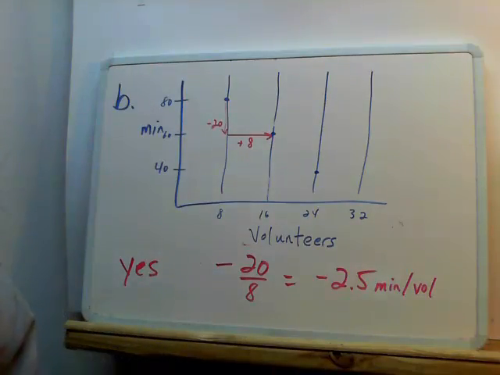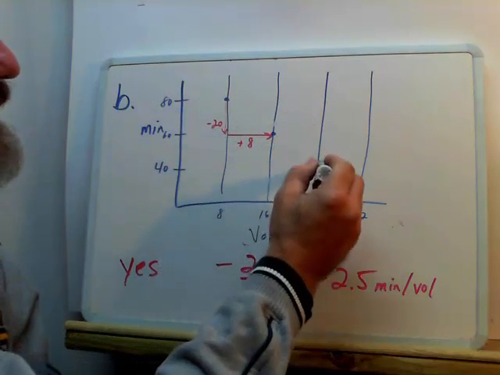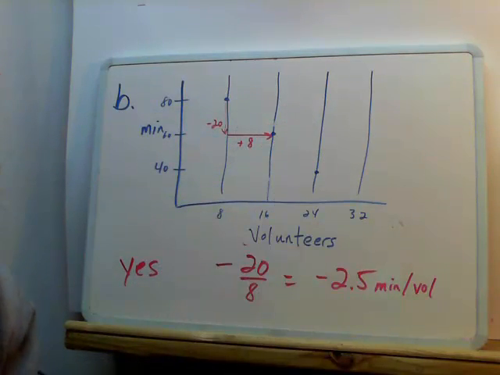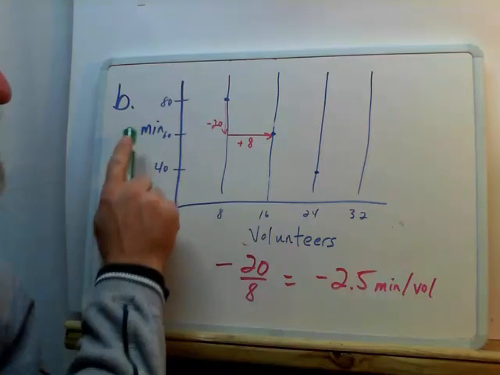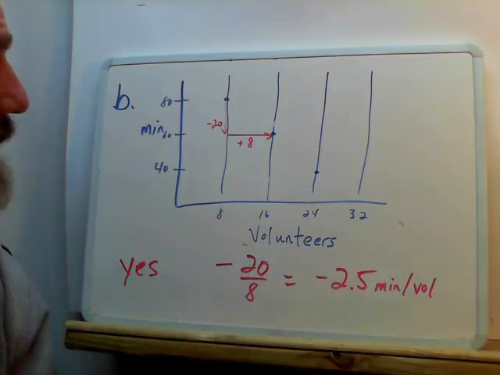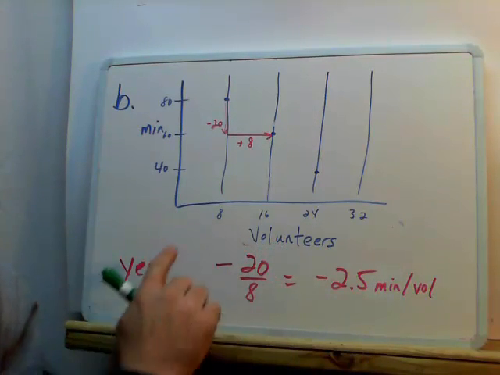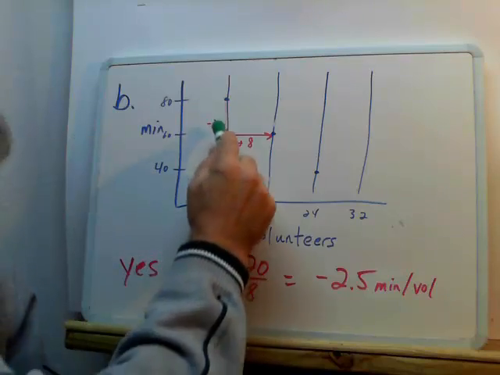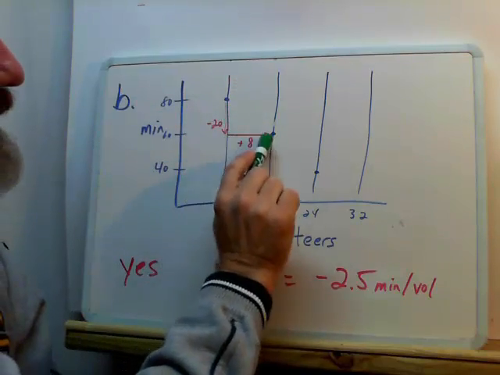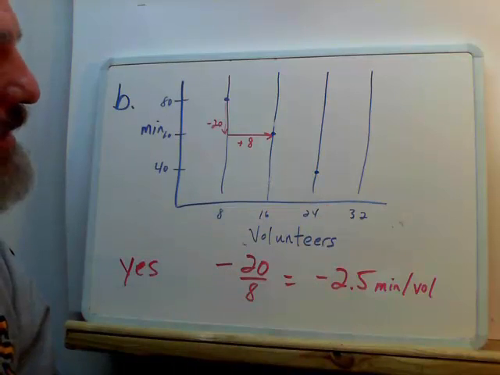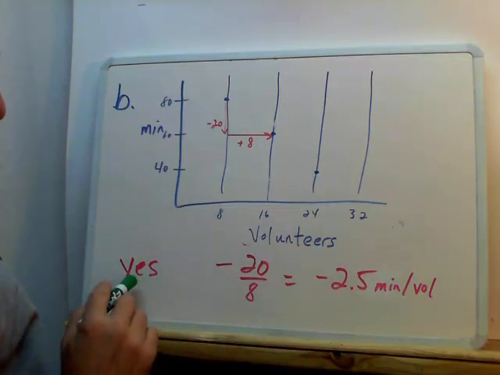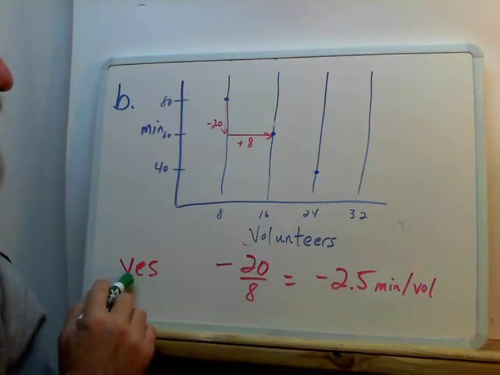Letter B. In this case we have 3 plotted points on the chart, and you can see that we have minutes on the vertical axis and volunteers on the horizontal axis. And basically we look at this and we can see that we drop 20 and add 8. Drop 20 and add 8 in each case. So we can say yes, it is a linear function. We have a constant rate of change.